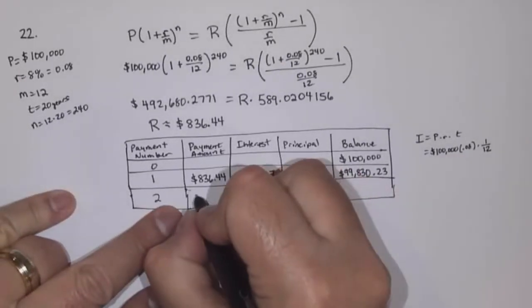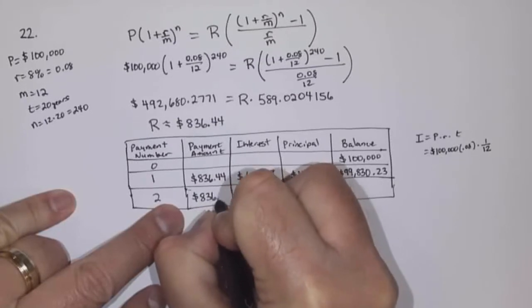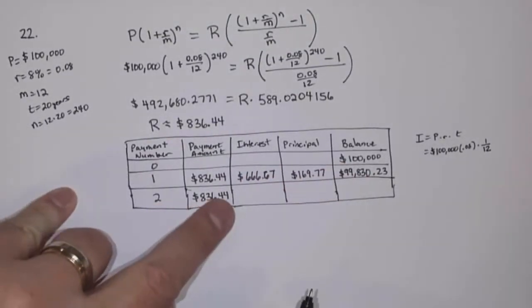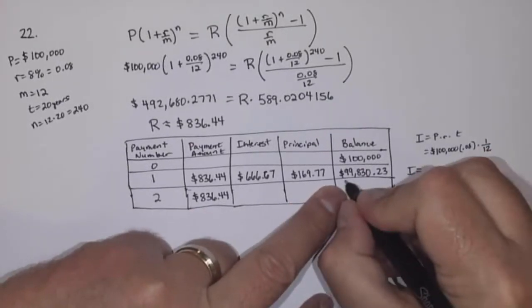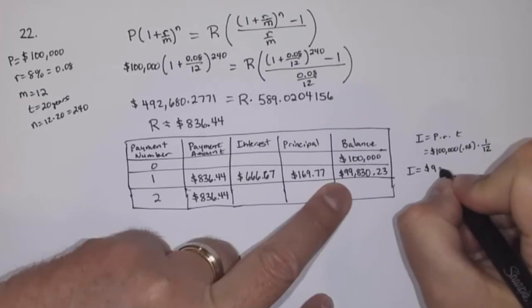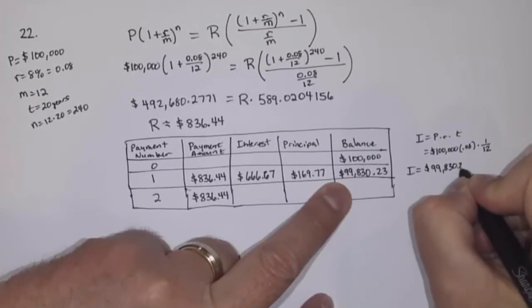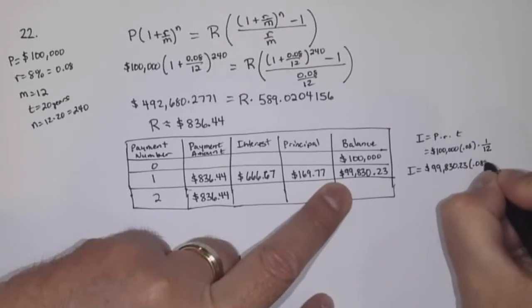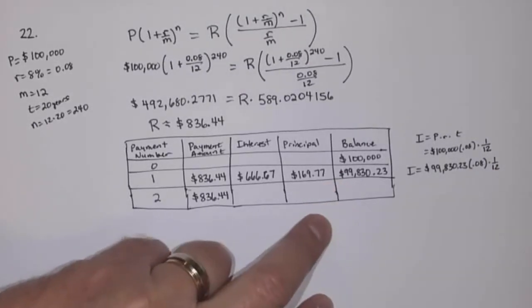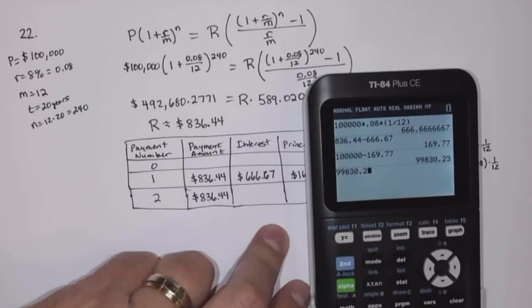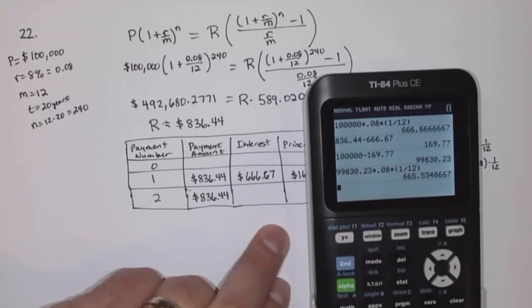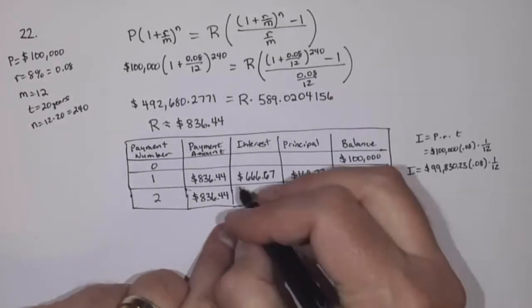So second payment, I'm going to make an $836.44 payment. So of that, how much is going to be interest? Well, my interest this time is going to be my principal, but my principal at this point is $99,830.23. That gets multiplied by 0.08 and times 1/12. So if I bring that in, $99,830.23 times 0.08 times 1/12, that is equal to $665.53.